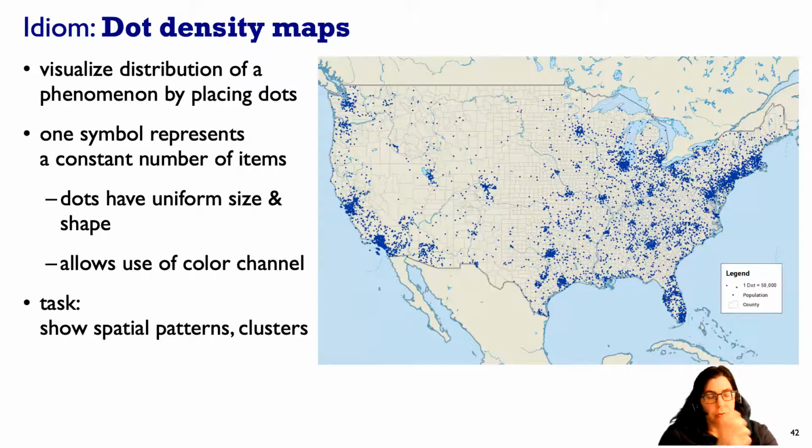But in addition to seeing dense regions, noticing just the number of objects we have on the screen, we are still also allowed to use the color channel for dot density maps. And so these can be quite good for tasks like understanding spatial patterns and trying to spot clusters.